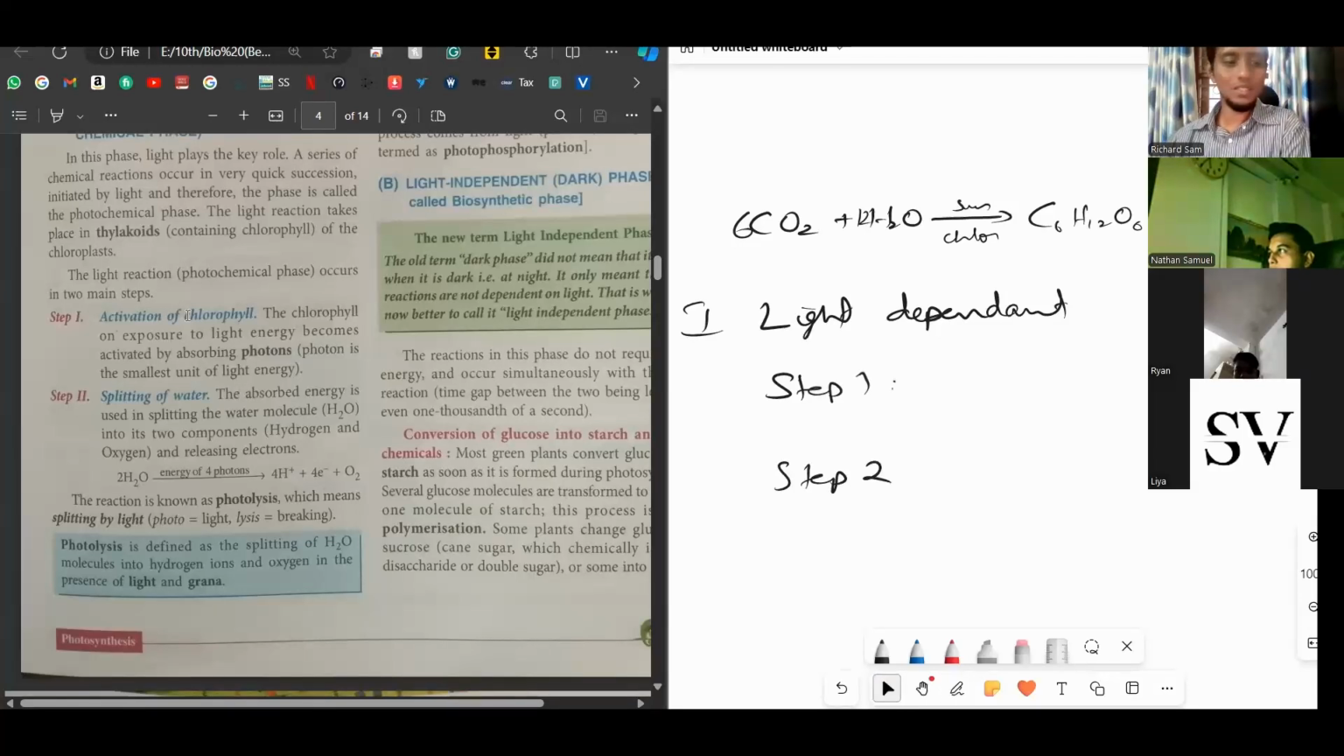Step 1 is known as activation of chlorophyll. That is when the light falls on the chlorophyll, it absorbs the energy. Light comes in the form of small packets of energy called photons. Have you heard of photons? Maybe not. A photon is the smallest unit of light energy. These photons are absorbed by the chlorophyll and it gets activated. That is step 1, activation of chlorophyll.